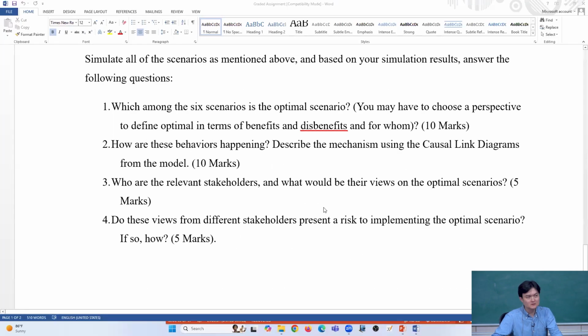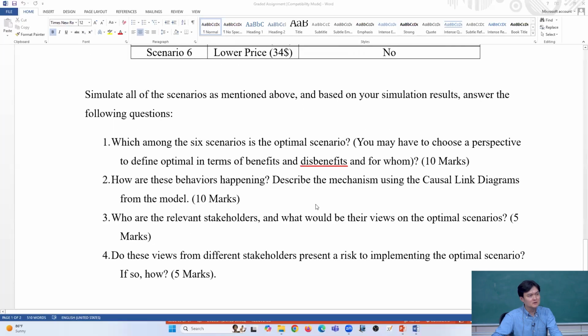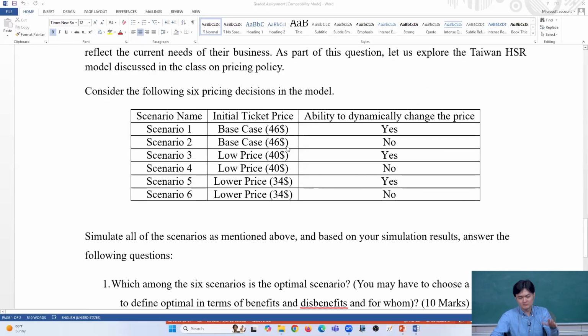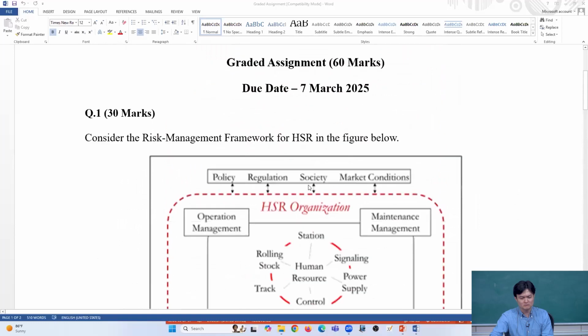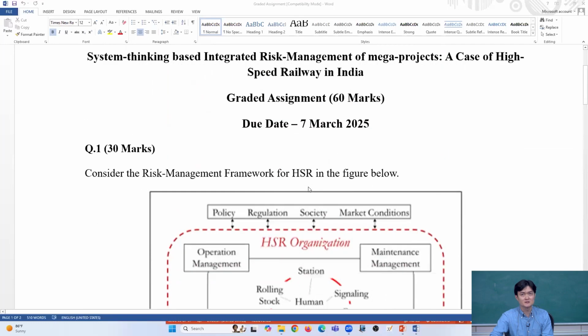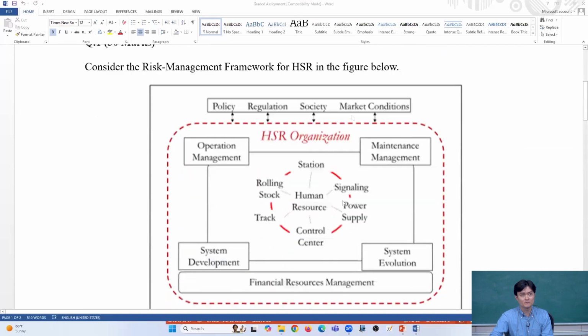Okay. Question 2. So it's mostly based on the scenario, simulation results, and your interpretation of them. And this one's a little bit more open-ended, I would say, about the various types of risks that we might see in India. Okay.